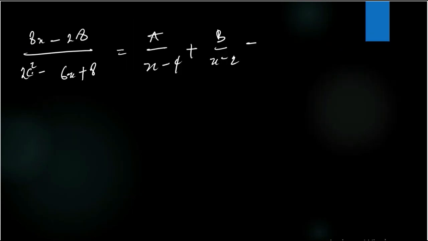So easily I can say that this is the same thing as 2 over x minus 4 plus 6 over x minus 2. You can see easily I've decomposed my partial fraction without the clumsy calculations we normally do.